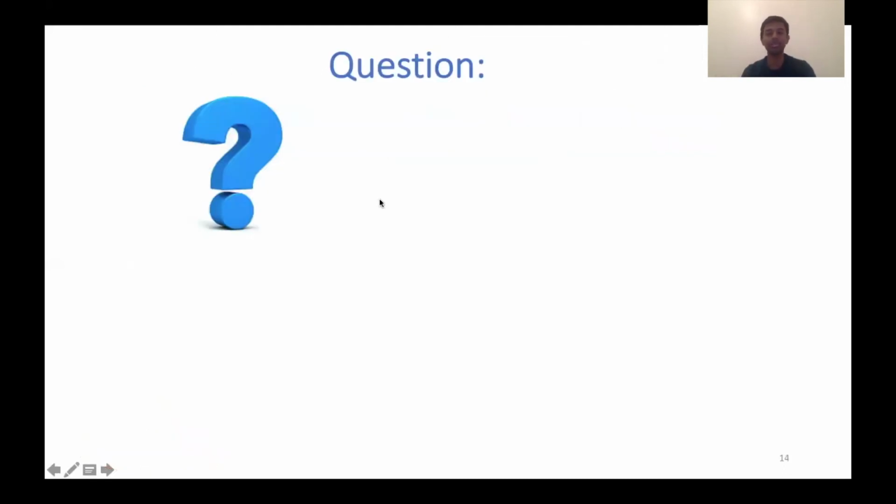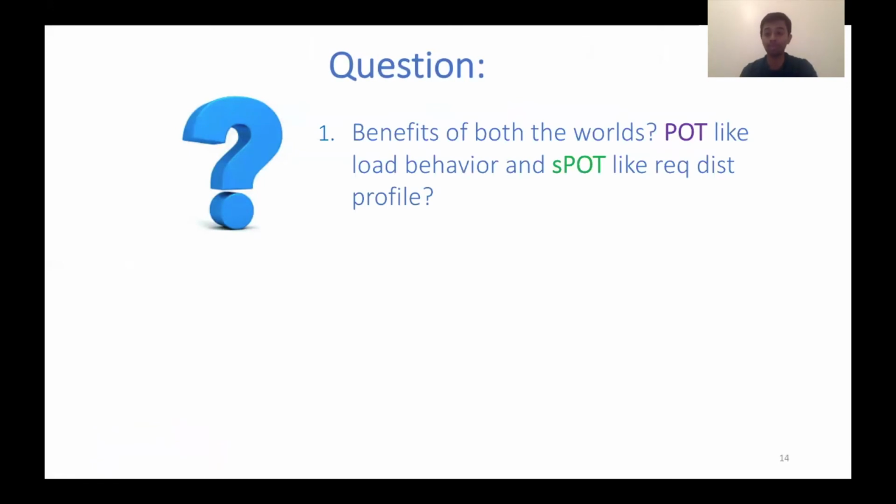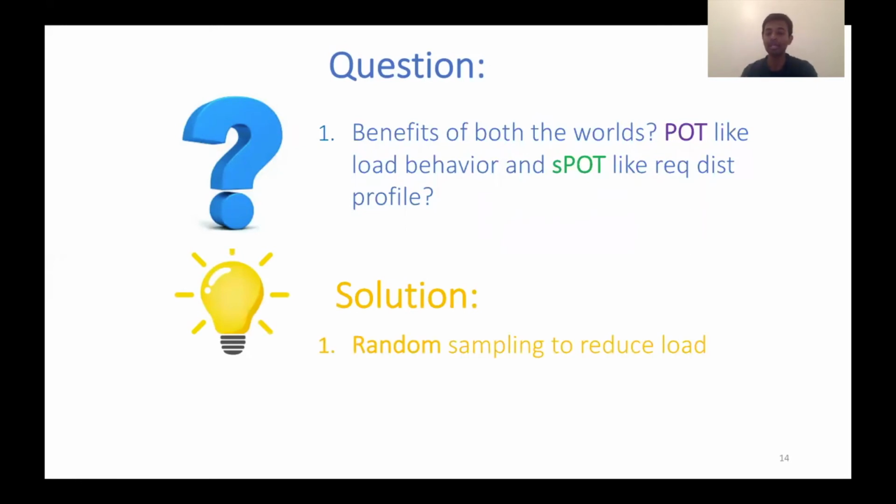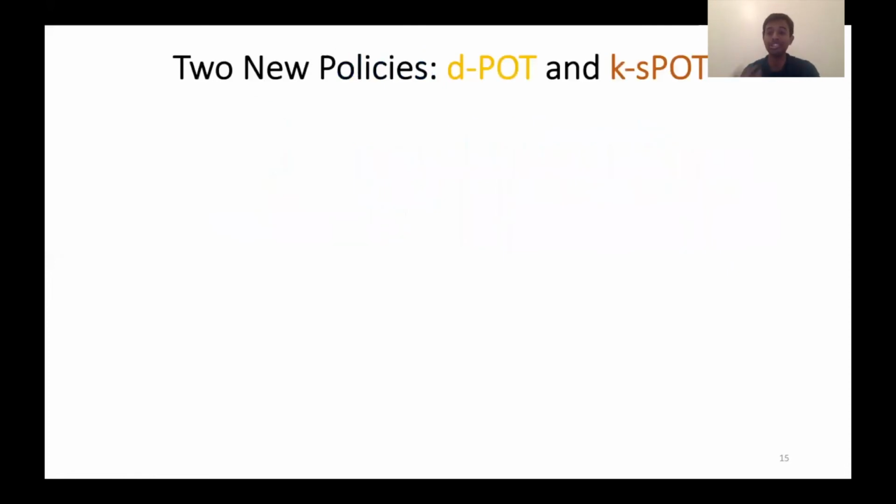So that brings us down to the following question. Can we get the best of both worlds? That is, a load behavior like POT and a request distance profile like SPOT. The answer is yes, but we need to take care of two things. First, the sampling associated with the new policy should be random to reduce load. If you remember, SPOT does not have random sampling. There's no sampling actually in the SPOT policy. And the second thing is the sampling should be distance based to reduce request distance, because if you remember, POT is distance oblivious. So with that, we propose these two new policies, dPOT and KSPOT, as we call them.